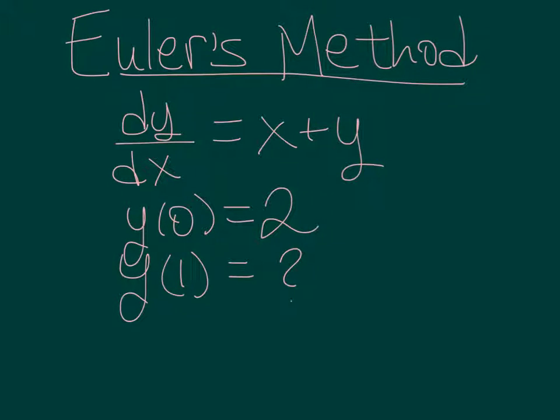What is Euler's method, and how can you use it to solve differential equations? Well, let's take a look at this example. dy/dx is equal to x plus y with the initial condition y of 0 equals 2. And you're asked, what is the particular solution? Or, can you use the particular solution? And if not, can you approximate the value of y when x is equal to 1?